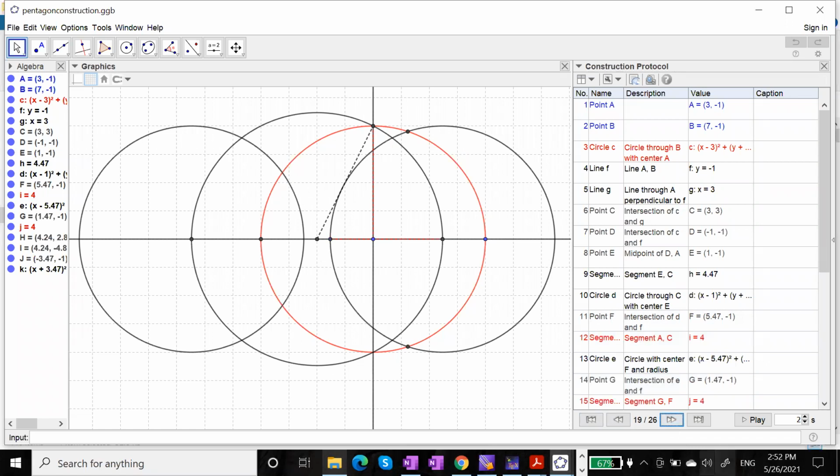Again, let it intersect at these 2 points. Now join those 5 points. That will be a pentagon. It's a regular pentagon. So all the sides will be equal.